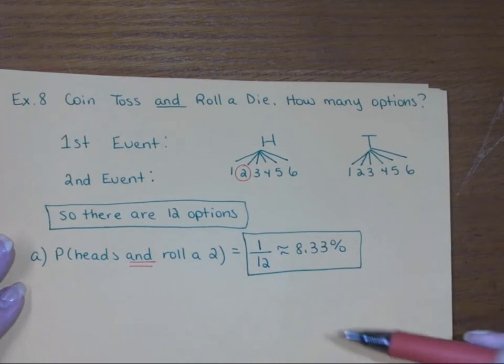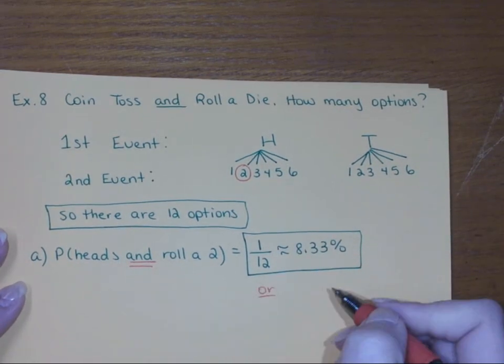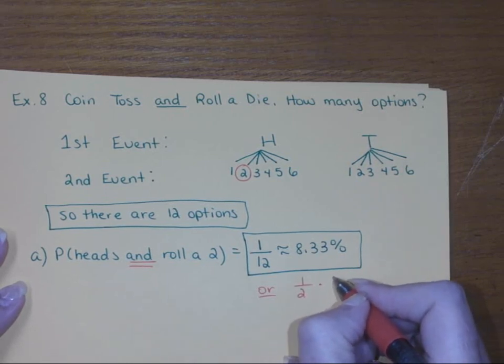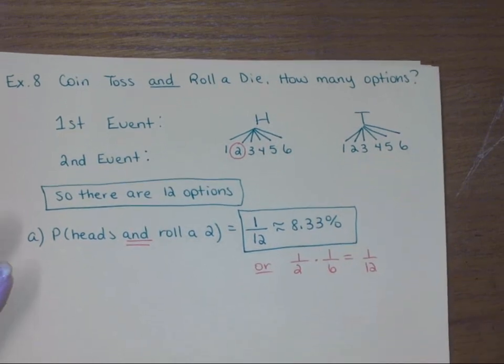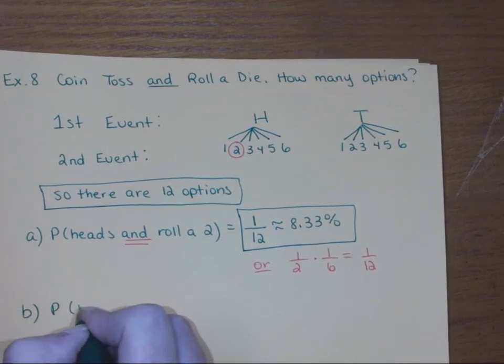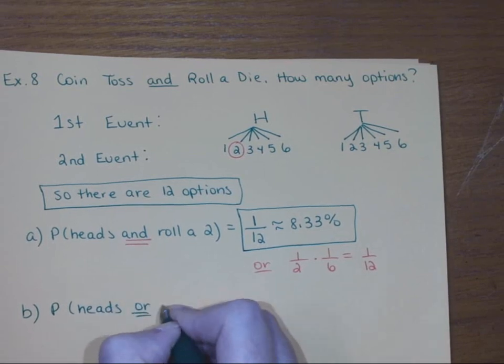Okay. By the way, this is the same thing we would have gotten if we would have done the old way, right, which is the probability of heads is 1 out of 2. The probability that I roll a 2 is 1 out of 6. Notice that equals 1 out of 12 also. Okay, so let's look at the probability of heads or roll a 2.